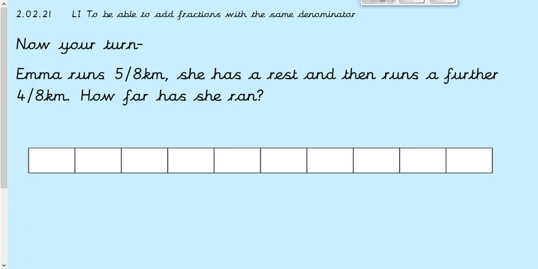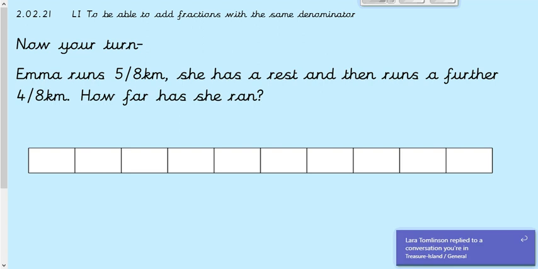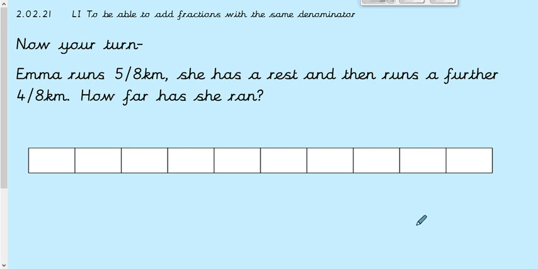So now I want you to have a go. You can use the fraction bar method if you'd like to, or you can just add them up using the abstract method. The question says Emma runs 5/8 kilometers. She has a rest and then runs a further 4/8 kilometers. How far has she ran? So what you need to do is add these two together to find out how far she has ran altogether. You can use a fraction strip, sorry, I can't think of the right word, or you could just add them. It's up to you. Pause the video, have a go, and then I'll go through it with you afterwards.